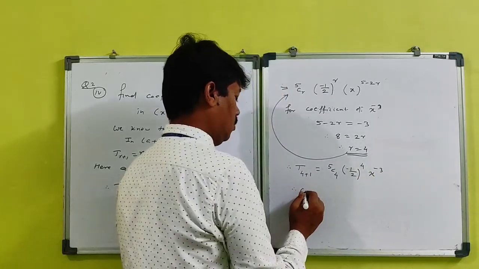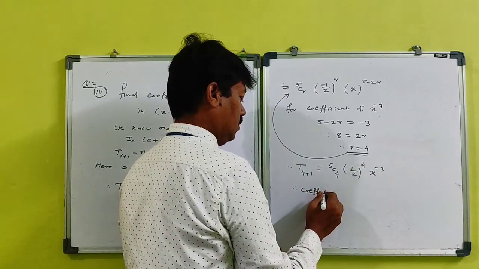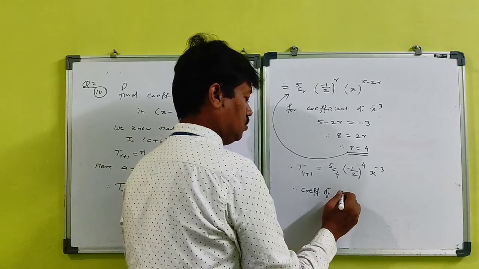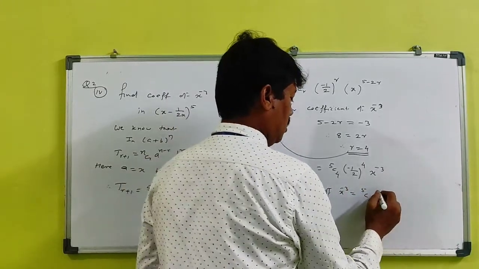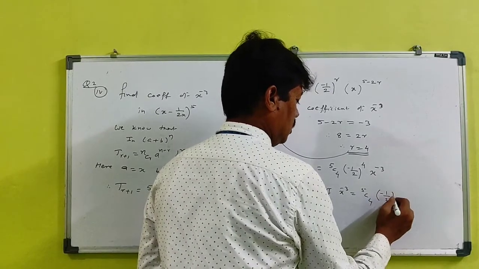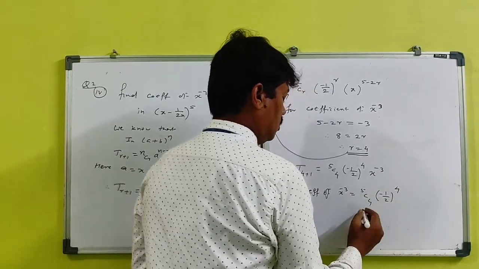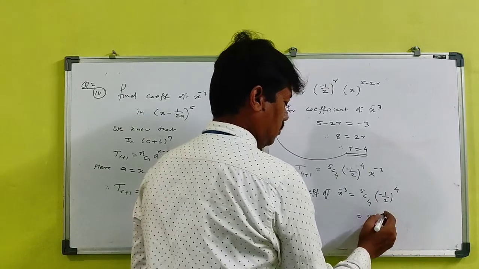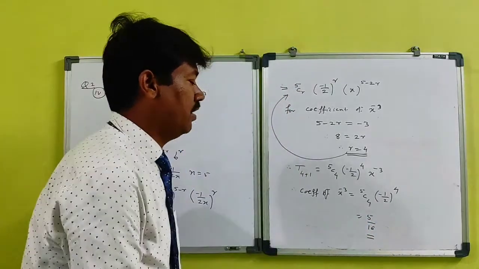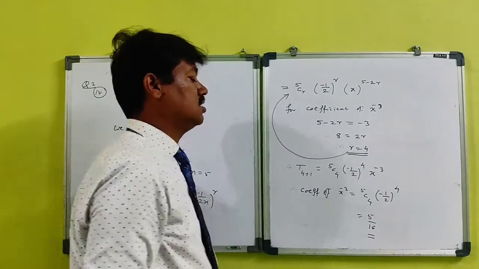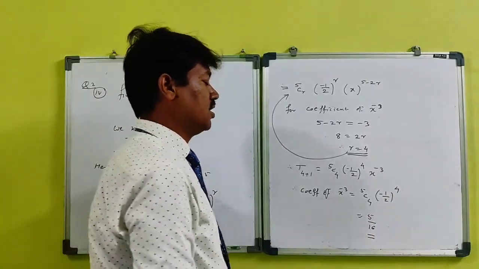And therefore, the coefficient of x raised to minus 3 is equal to what? 5C4 minus 1 upon 2 raised to 4. Now 5C4 is 5 and this is upon that. So the answer is, the coefficient of x raised to minus 3 will be 5 upon 16.